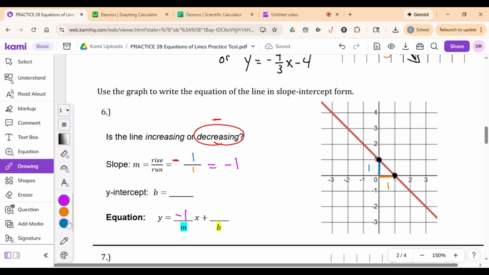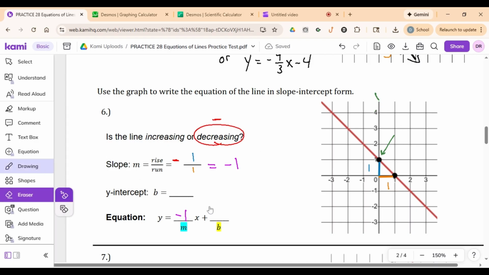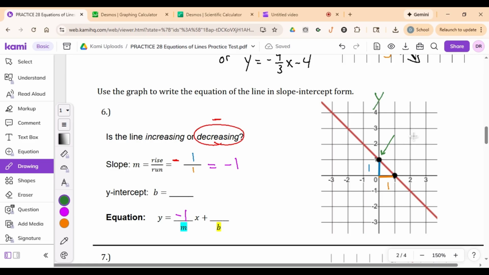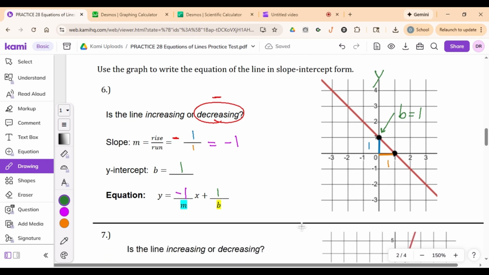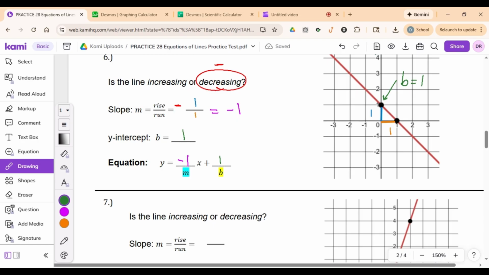The y-intercept, remember, that's the point on your y-axis. So if you have a y-axis right here, follow that axis down till you hit this point, and there's our y-intercept. So when we look right there, we can say, okay, I'm on the y-axis. What number is that? If b is my y-intercept, I see that we are here at a positive 1. So my y-intercept is positive 1. There's my equation: y equals negative 1x plus 1.